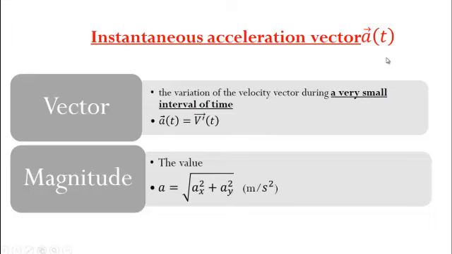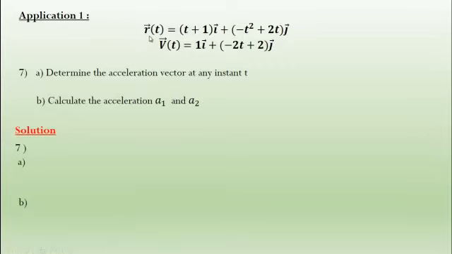Let's do an application, but before, we'll have a small revision. The a vector equals v prime, the derivative of the v vector, and a equals the radical of ax squared plus ay squared as value. We continue the application we started with. We have the r vector, we have the v vector. Now the question is part 7a: determine the acceleration vector at any instant.